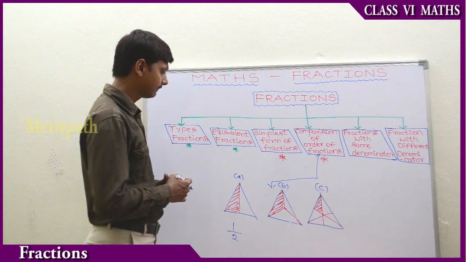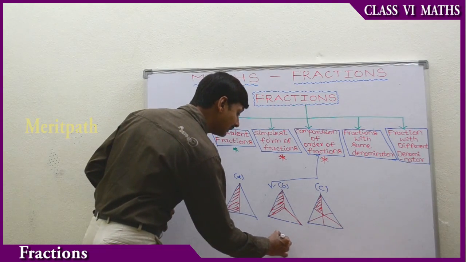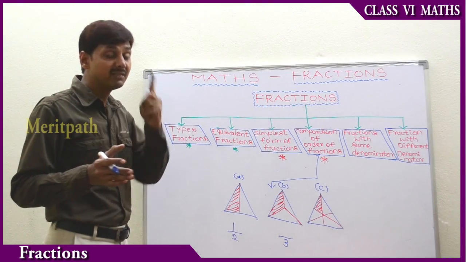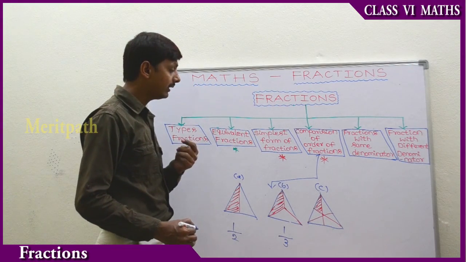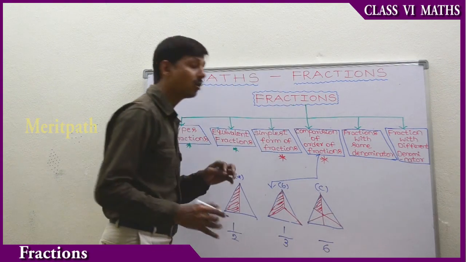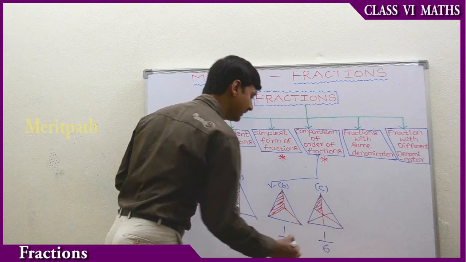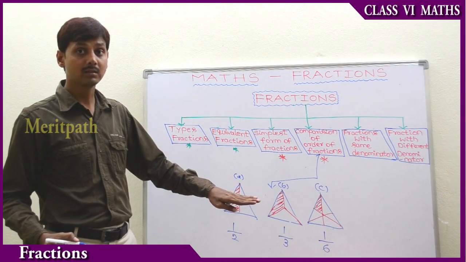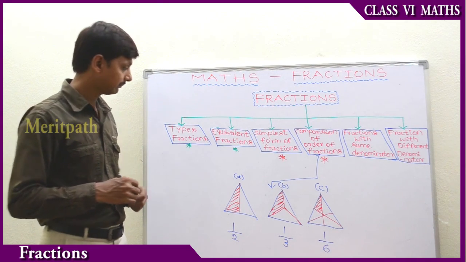The next one is 1 by 3, because the total parts are 3 in this. We have divided it into 3 parts, and out of 3 parts we have taken 1 part from it. So it's 1 by 3. The next one is where we divided into 6 parts, and out of 6 parts we have taken only 1 part. So 1 by 6. So 1 by 2, 1 by 3 and 1 by 6. These are the fractions we have taken.